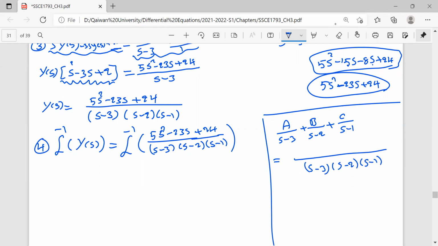Yes. Now we find the common denominator. Here we say a multiplying by s minus 2, s minus 1. Then plus b multiplying by the other denominators except its own, so b times s minus 3, s minus 1, plus c multiplying by s minus 3, s minus 2.